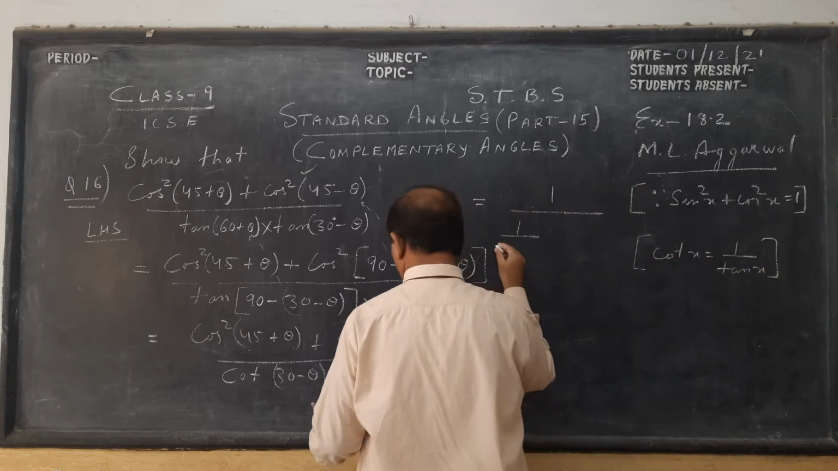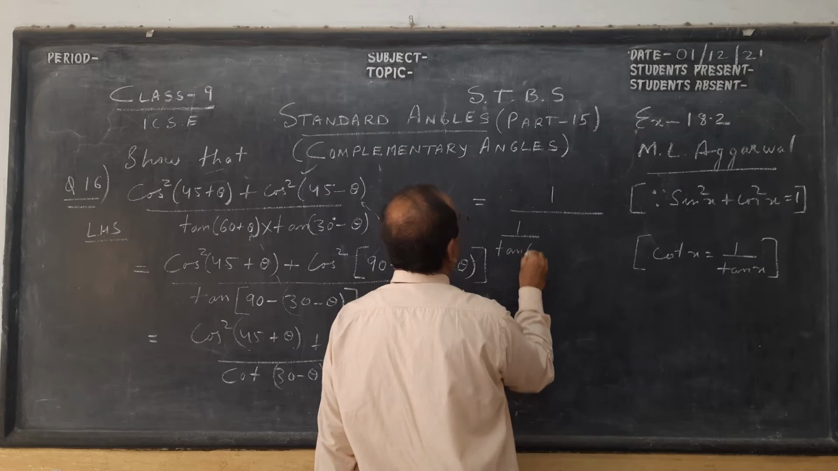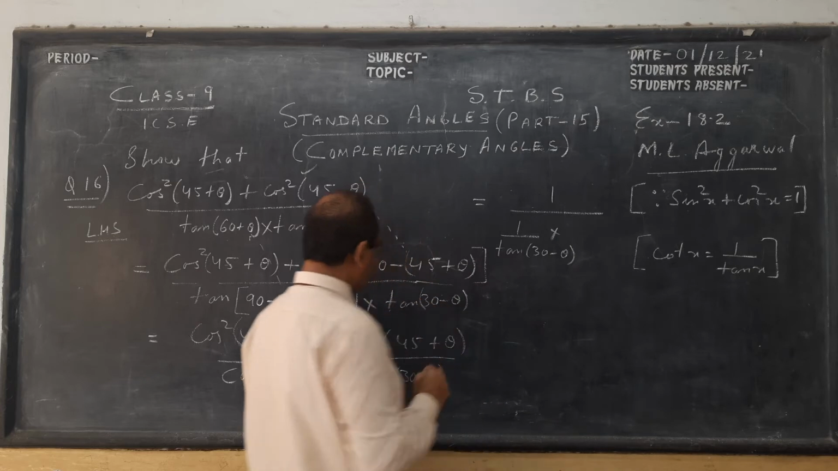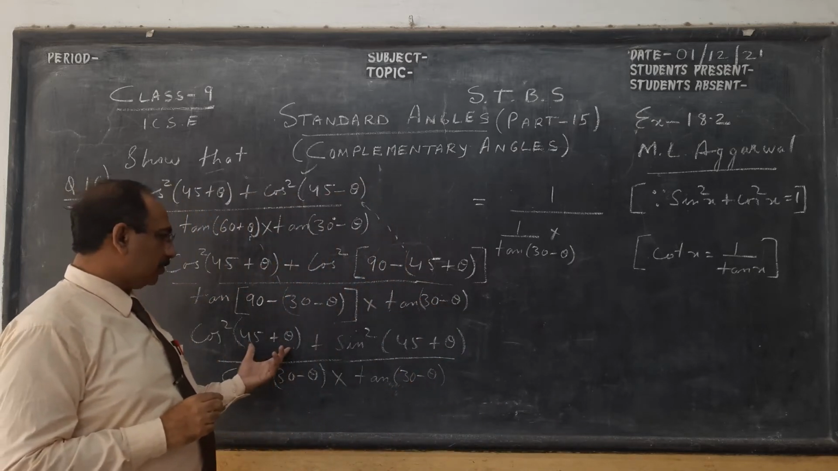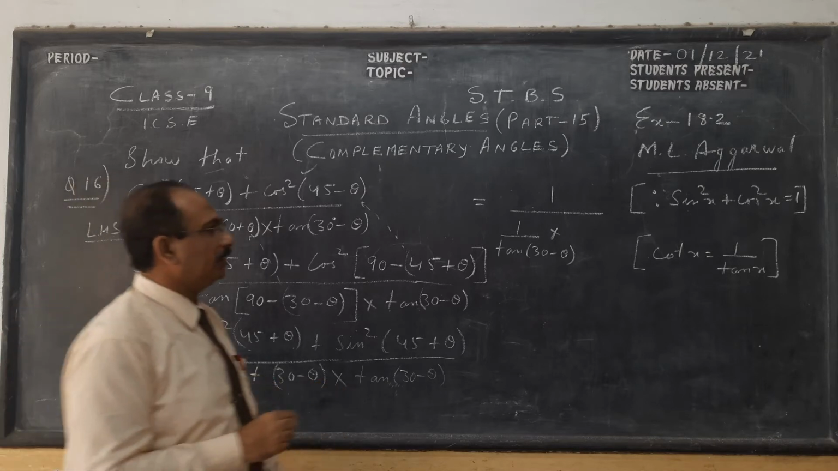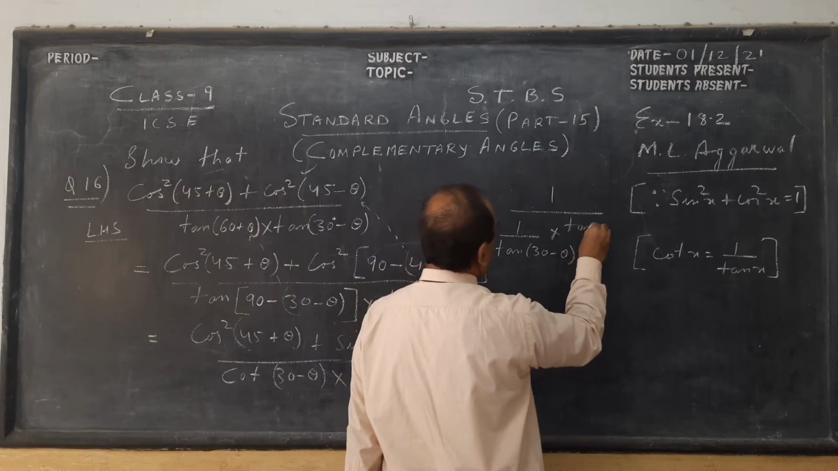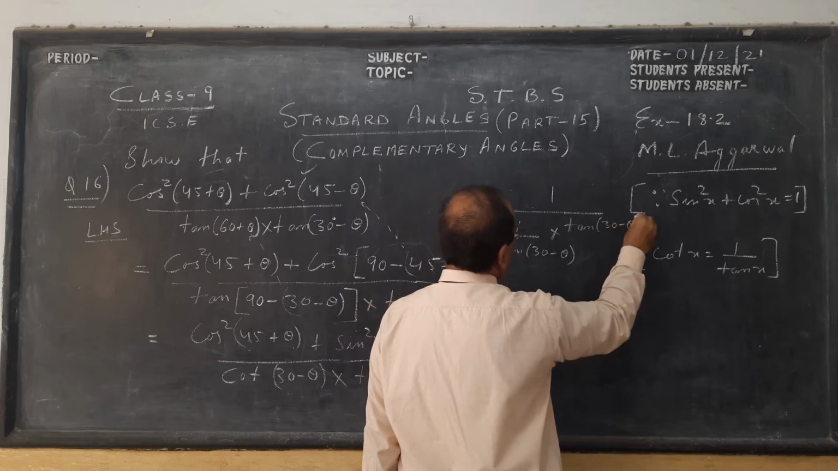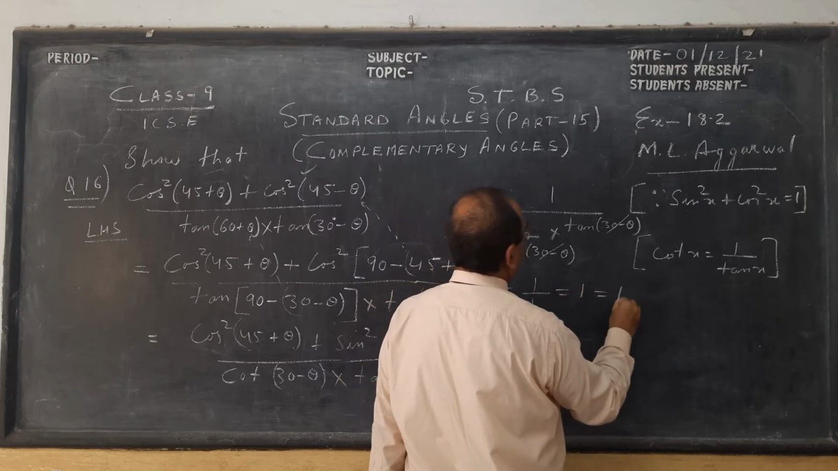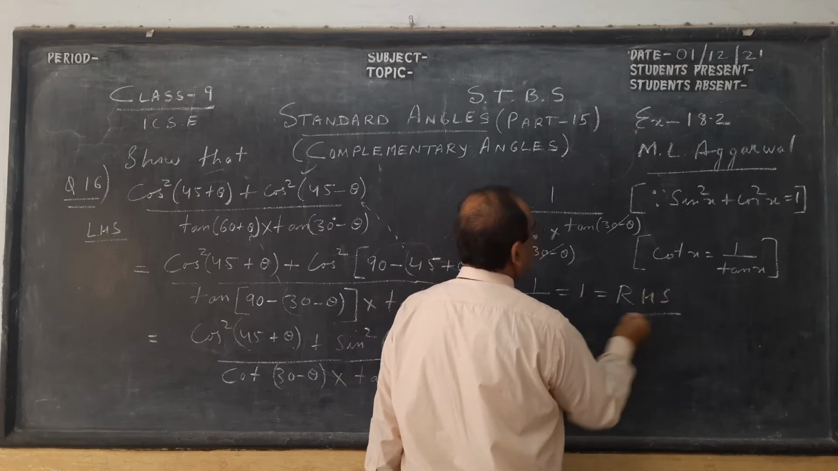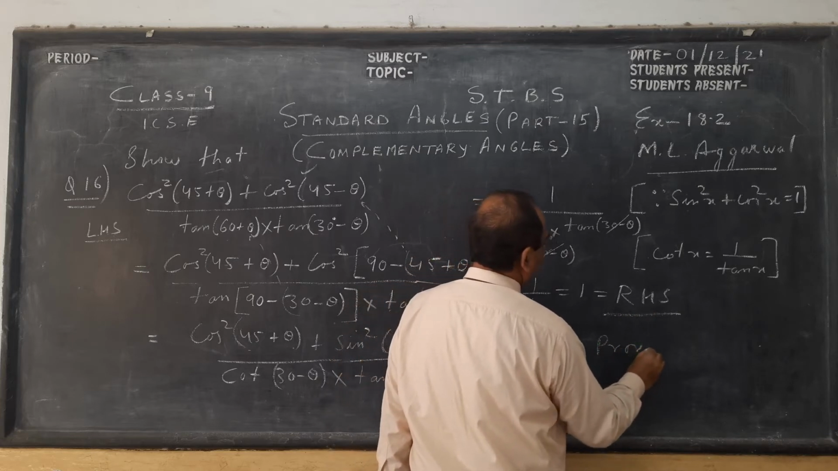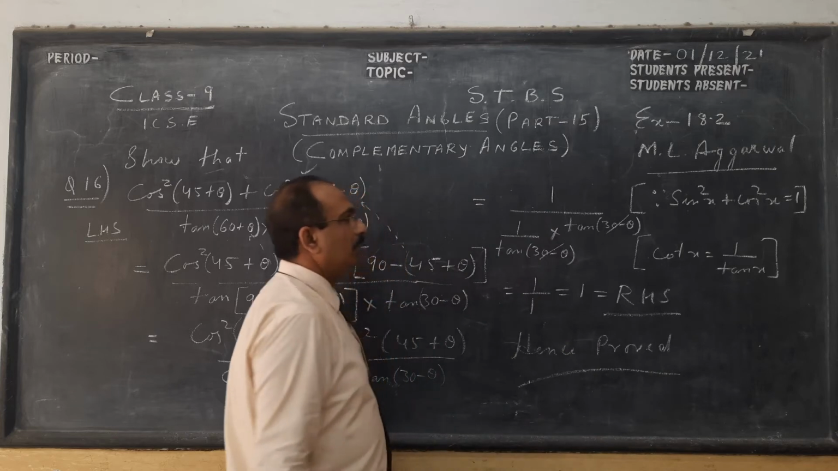So here I write, children, 1 by tan(90 minus theta) into, already I have tan theta. So this is sin square theta plus cos square theta. This is 1 by tan(90 minus theta) into tan theta. Tan(90 minus theta) will cancel, and in both numerator and denominator we get 1, and this is what was my right hand side. So you can write, hence proved that left hand side is equal to right hand side.